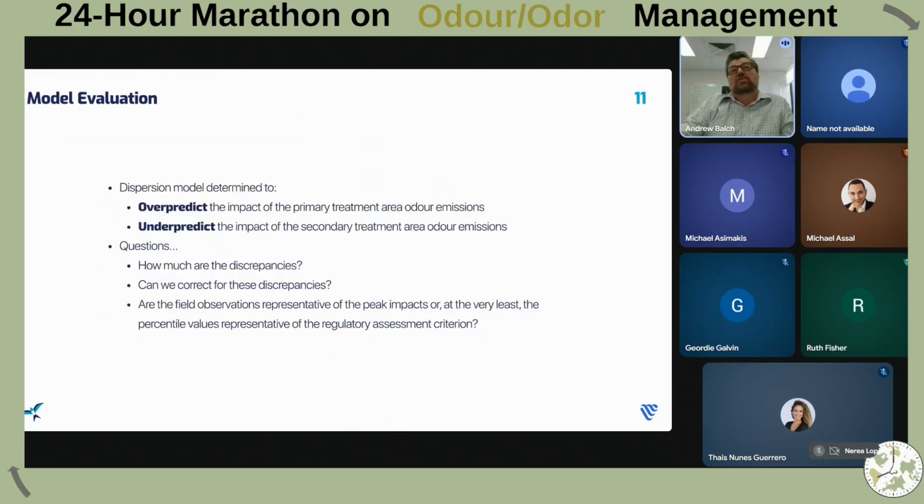Our model evaluation revealed systematic discrepancies between predicted and observed odour impacts. The dispersion model over-predicted the impact of primary treatment area odour source emissions, while under-predicting secondary treatment area emissions. This raised critical questions. How significant were these discrepancies? Could we correct them systematically? And crucially, were our field observations representative of peak impacts, or at least the percentile values that align with regulatory assessment criteria? For example, in this case, the 99.5th percentile. These findings highlighted the importance of field validation in odour assessment methodology.